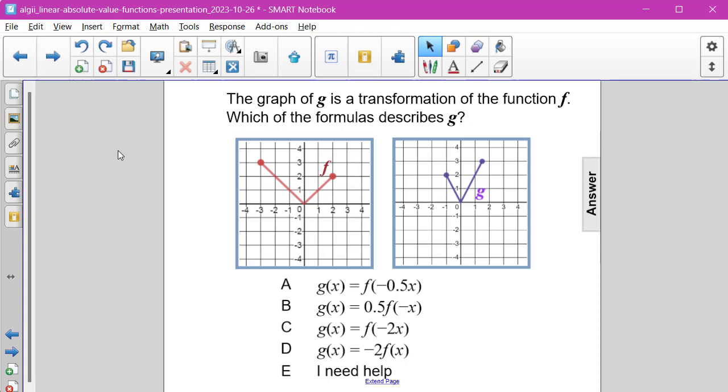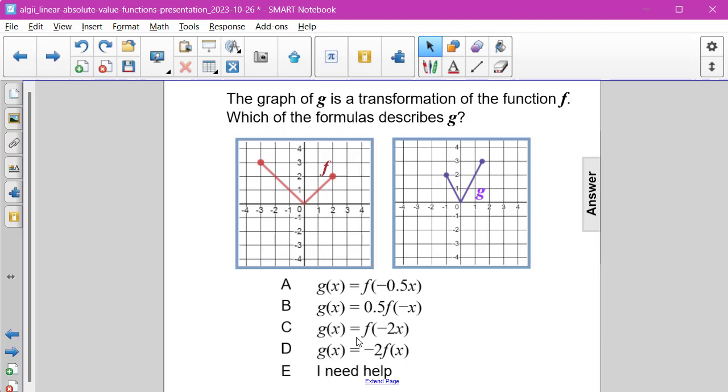The graph of g is a transformation of the function f. Which of the formulas describes g? Is it A, that g of x is equal to f of -1/2 times x in parentheses? Is it choice B, that g of x is equal to 1/2 times f of -x?